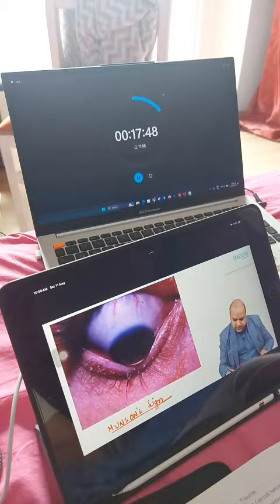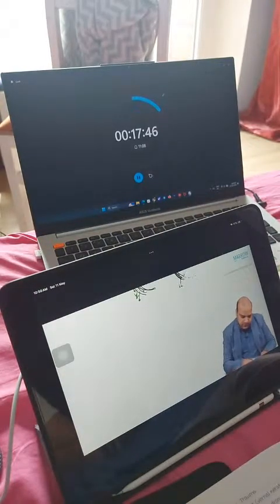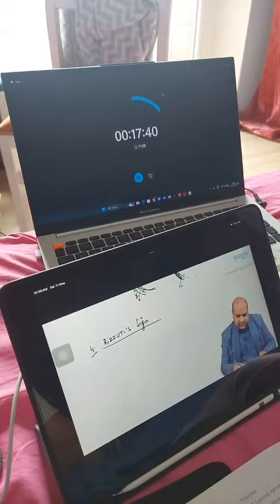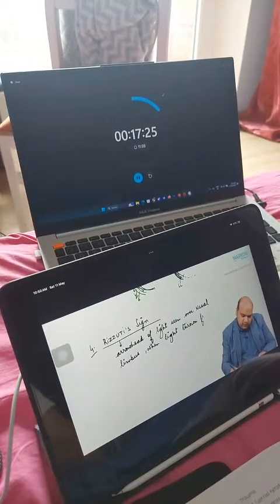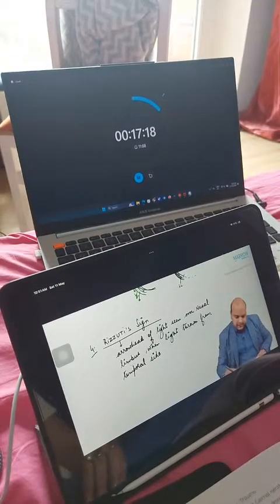Moving on, everybody. Let's see another important sign. Sign number 4. We call it Rizzuti's sign. Okay, what is Rizzuti's sign? Rizzuti's sign is an arrowhead of light seen over the nasal limbus when light is thrown from the temporal side. Am I clear? Let's see the image.